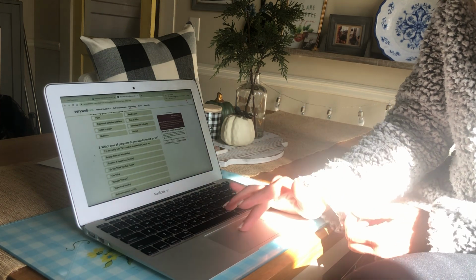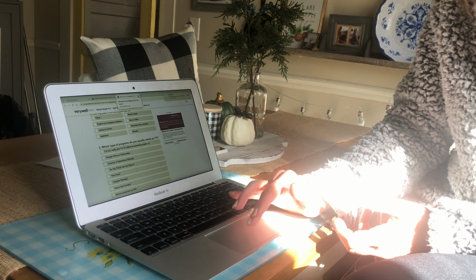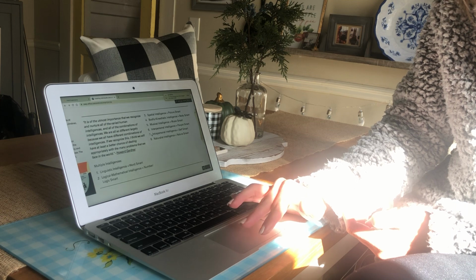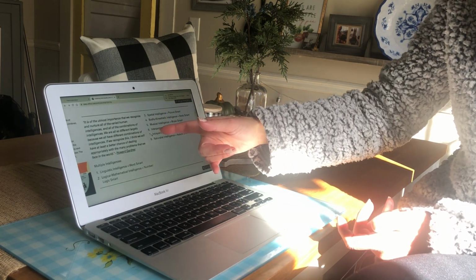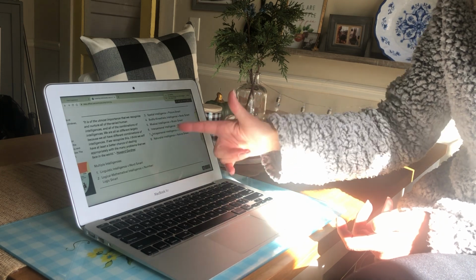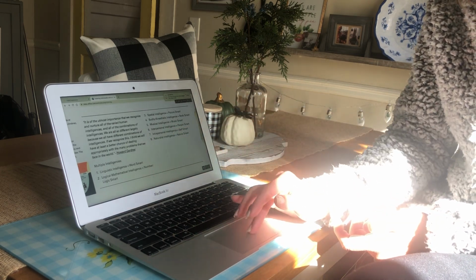And then based off of your answers, it's going to pigeonhole you into one of the multiple intelligences. For instance, when I took it, it said that I was an interpersonal intelligence, so people smart. I tend to think that is true.